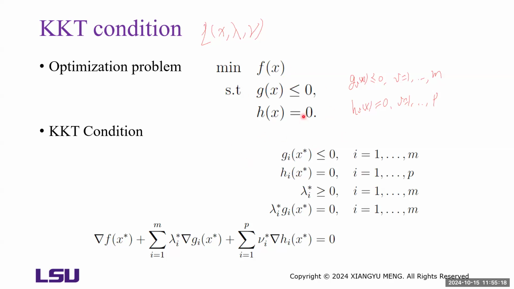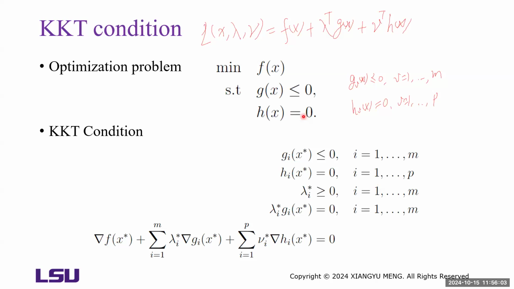So the definition of the Lagrangian is like this. We have f(x), that's the objective function of the optimization problem. Then we have lambda transpose times g(x), where lambda is a dual variable or Lagrange multiplier and g(x) is the inequality constraints, plus v transpose times h(x). So v is another dual variable or Lagrange multiplier vector, and h(x) is the equality constraints.